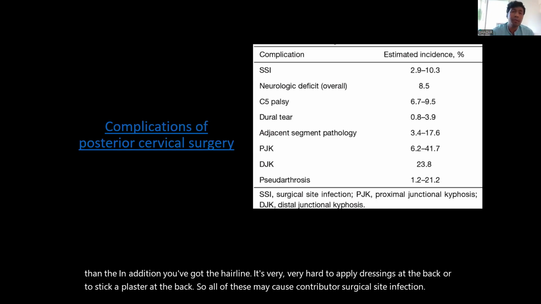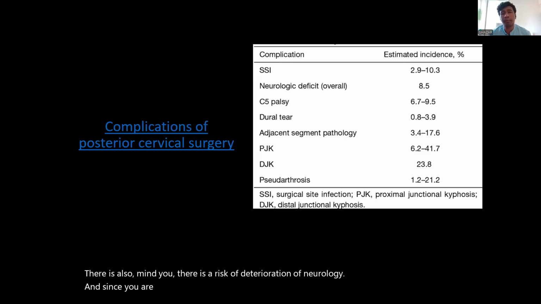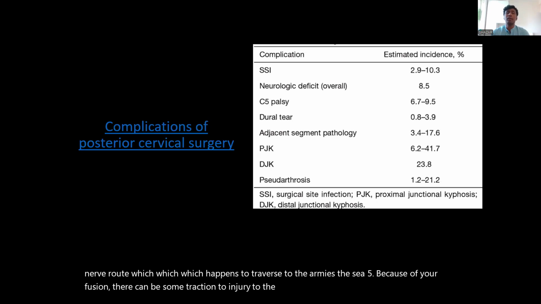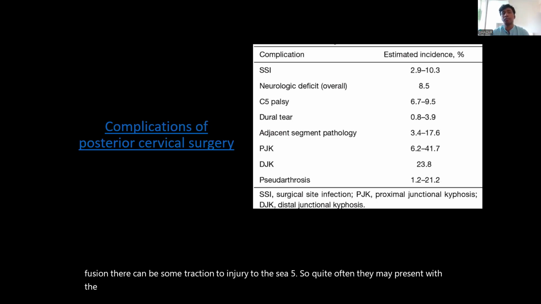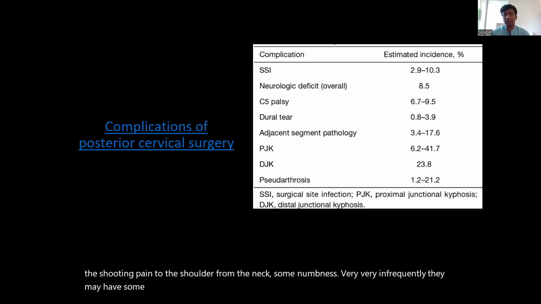There is also, mind you, a risk of deterioration of neurology. Since you are fusing most of the segments from the back with screws and rods, the shortest nerve route, which happens to traverse to the arm, is the C5. Because of your fusion, there can be some traction injury to the C5. So quite often they may present with shooting pain to the shoulder from the neck, some numbness. Very infrequently, they may have some weakness of arm abduction.